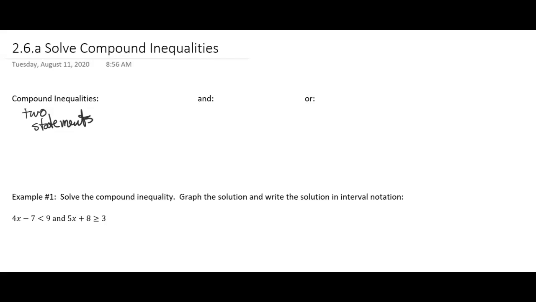Okay, so compound inequalities are joined with either and or. An and statement means both have to be true. So your two statements both have to be true. So maybe you're single and you're dating and you're like, I want to find somebody that's handsome and rich. So you have two qualifications, right? Two things going on. So it narrows the field, right? You find somebody that's both handsome and rich.